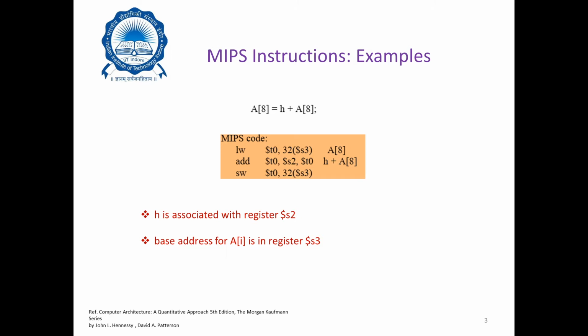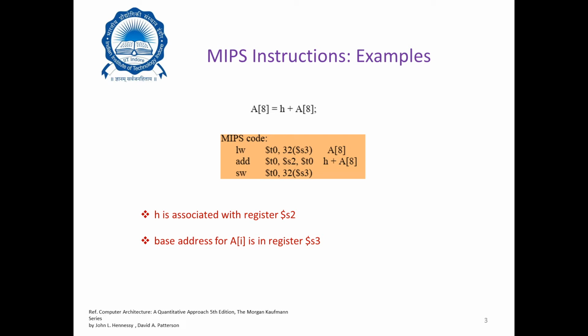So let's do one example. Let's say you have a piece of code given as A[8] = h + A[8]. The corresponding MIPS code will be as follows: lw $t0, 32($s3). As you can see, A[8] stands for 32($s3). The reason is h is associated with register $s2, and the base address of A is in register $s3. So here $s3 is actually holding the base address for the array A.